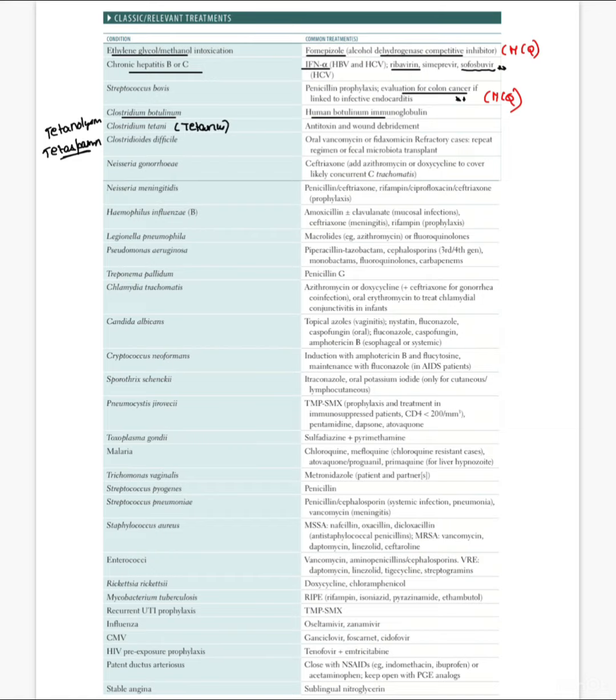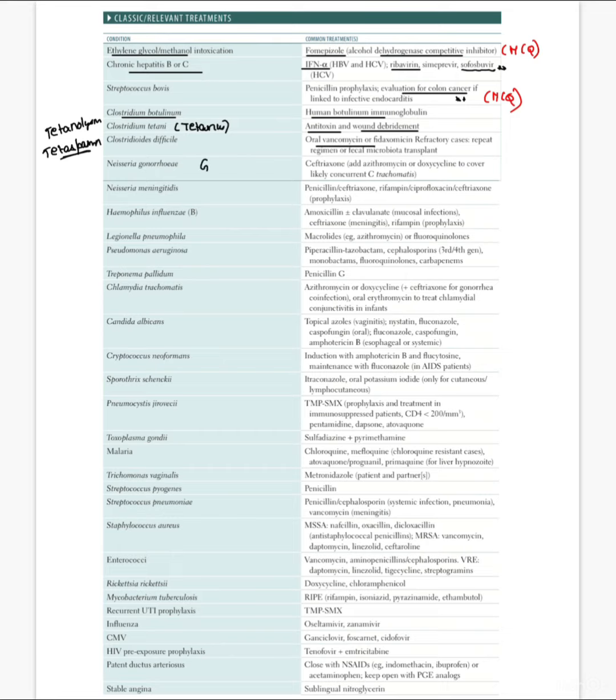This is when you have a history of a child playing in the soil and the bacteria enter through the wound, caused by Clostridium tetani, so we'll give antitoxin and wound treatment. Now coming on to Clostridium difficile, this causes antibiotic associated diarrhea, and oral vancomycin can be given.